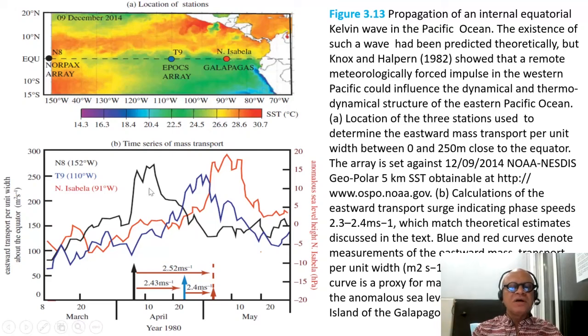So this is essentially an equatorial Kelvin wave, which is a gravity wave, and you can see the speed is something like 2.52 meter per second from here to here, 2.43 meter per second here, 2.4 meter per second here. So obviously local winds and Doppler shifts and so on make a difference in the local speed. It's not constant, but this is now much more realistic for the equivalent depth that we assume above the thermocline.